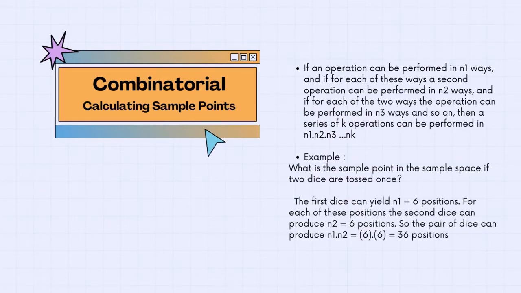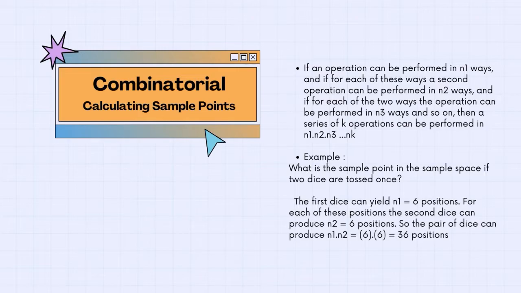The next is combinatorics, calculating sample points. If an operation can be performed in N1 ways, and if for each of these ways a second operation can be performed in N2 ways, and if for each of the two ways a third operation can be performed in N3 ways, and so on, then a series of k operations can be performed in N1 times N2 times N3 and so on.